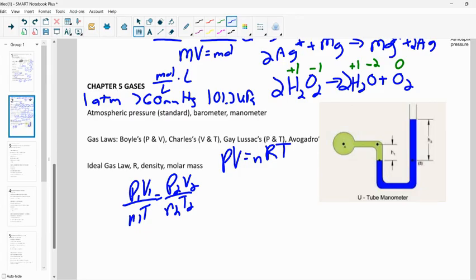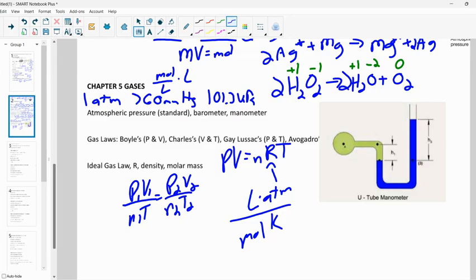Here, it doesn't matter what units I use. Actually, what are the only units that have to be in Kelvin? Temperature has to be in Kelvin. But all those other units are fine, as long as they're the same on each side. PV equals nRT, since we're using R in liter atmosphere per mole Kelvin, my pressure has to be in atmospheres. My volume has to be in liters, moles, and Kelvin. The R value they give to you, we can look it up on our sheets there.